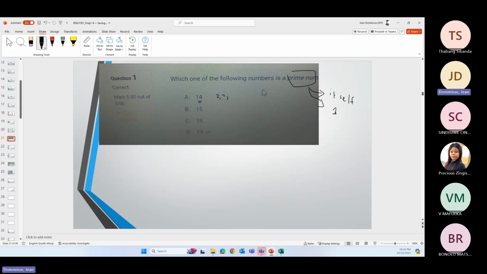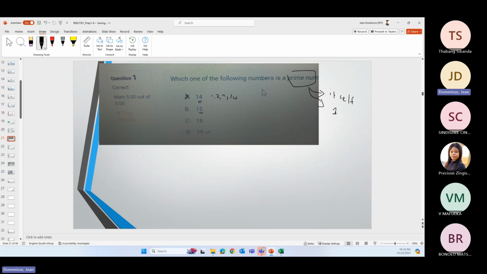3, I don't think so. 4, not 5, not 6, not 7. Okay, so at least 1, 2, 7, and 14. So that means it is not a prime number.